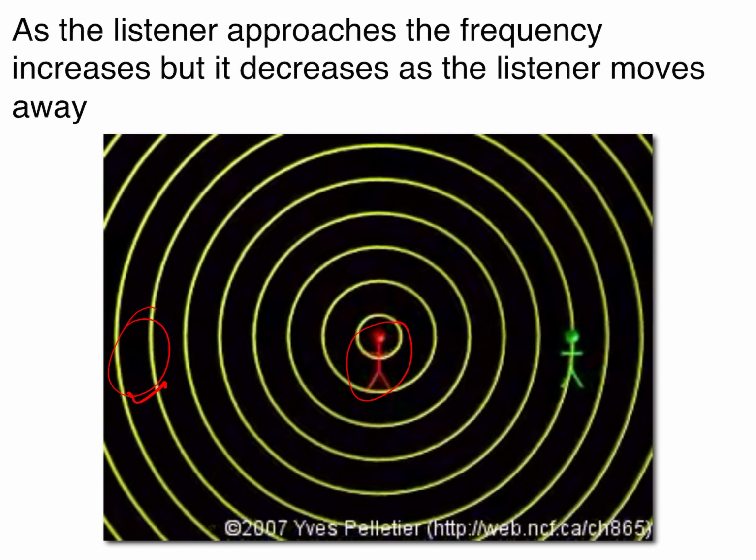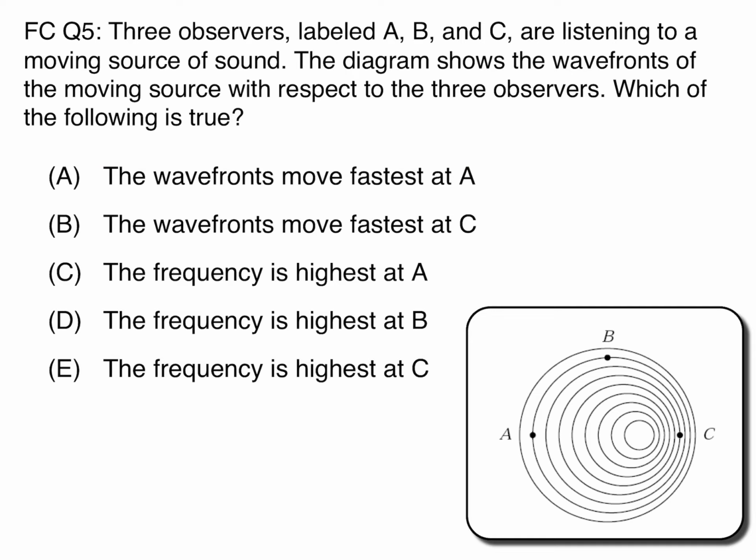So now you have this situation: you have three observers, A, B and C, listening to a moving source of sound. The diagram shows the wavefronts of the moving source with respect to the three observers. Which of the following is true? A, the wavefront moves fastest at A. B, the wavefront moves fastest at C. C, the frequency is highest at A. D, the frequency is highest at B. And E, the frequency is highest at C. You can think about that.